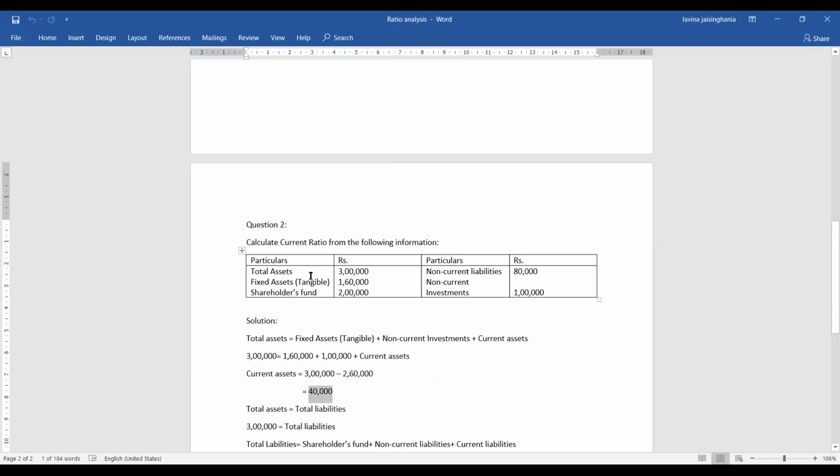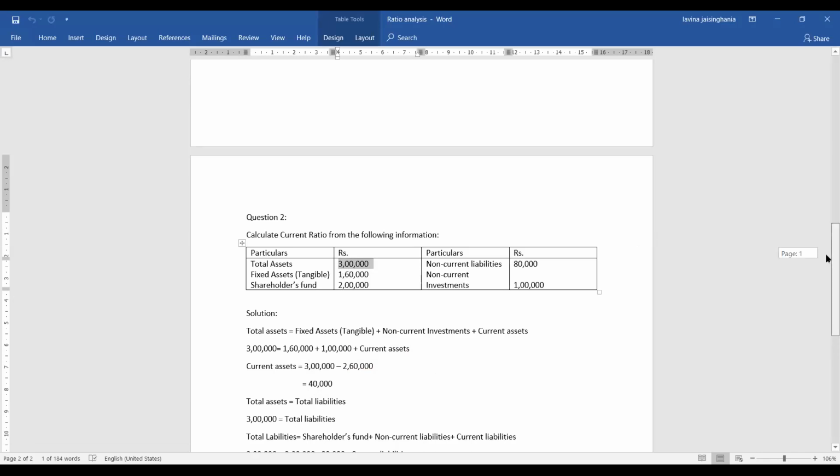See, this total asset of 3 lakh is total assets, and fixed assets and non-current investment are part of it. They are not saying that it excludes these. Okay. Total assets is 3 lakh. It is not saying that it excludes fixed assets or non-current investment. That means these two items are included in this total assets. Okay, until and unless it says that it is not included, it is 90% included only. Okay, then now you have got current assets.